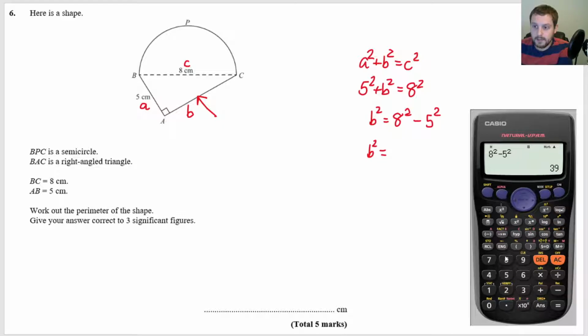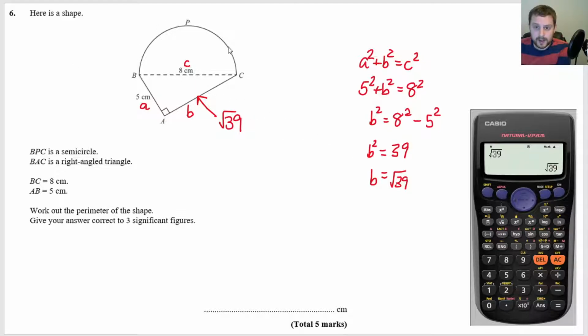So B squared is 39. And therefore B is the square root of 39, which is actually, I believe, already as simple as it can be. So root 39. I'm going to leave it as root 39 just for now. So that's in surd form. Right at the end, when I add all the sides up, I'm going to round my answer to 3 significant figures. That's going to avoid rounding errors. So at the moment, I'm just going to leave it as root 39. So that's in exact form.